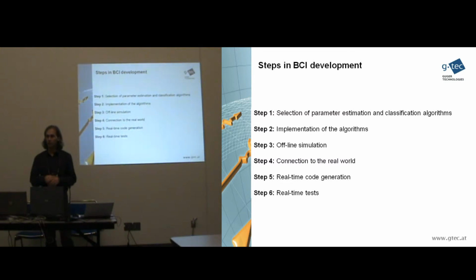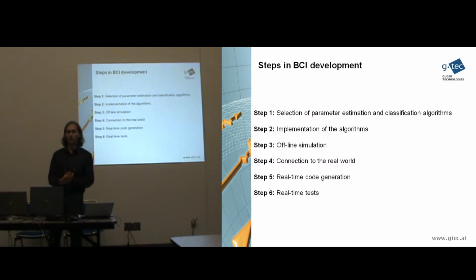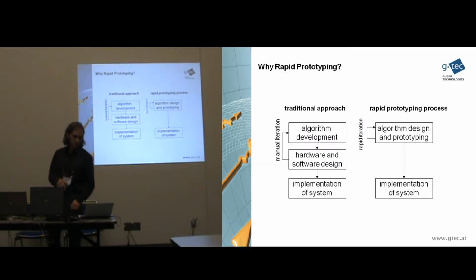So in BCI development, there are several steps. First, you can, for example, select parameter estimation and classification algorithms. Then you have to implement the algorithms. You do some offline simulations with some data that you have already acquired. And then you have to connect it to the real world. This means you have to connect the biosignal amplifier, you generate your real-time code, and you do your real-time tests.